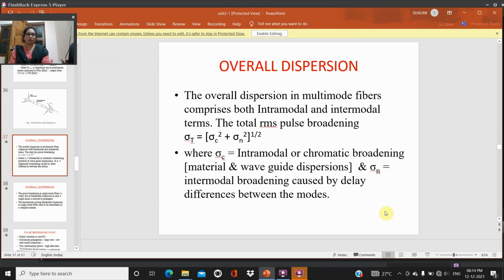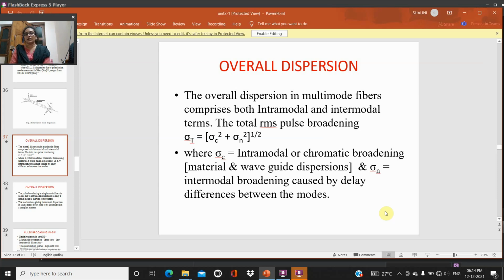Next topic, overall dispersion. So what is overall dispersion? The overall dispersion that may occur in multimode fibers comprises both intramodal and intermodal terms. It is denoted by sigma t is equal to sigma c square plus sigma n square, whole power 1 by 2. Sigma c is the intramodal or chromatic broadening, and sigma n is the intermodal broadening.